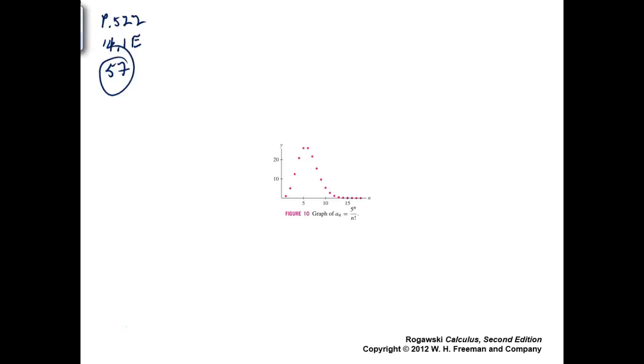All right. What it says to do in these: use the appropriate limit laws and theorems to determine the limit of the sequence or show that it diverges, one or the other. Okay, so 57 is a sub n equal to n sine pi over n. Okay.